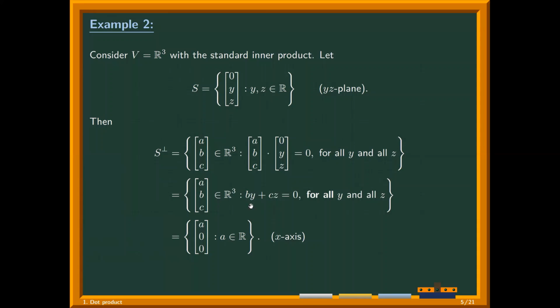Okay. So in other words, S perp, the orthogonal complement of S, is the set of all vectors in R3 whose second and third components are 0, and first component is arbitrary. But this set of vectors is nothing but the x-axis.